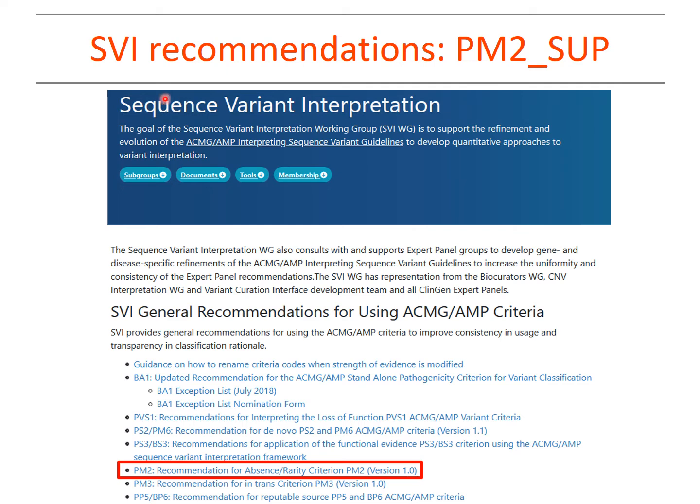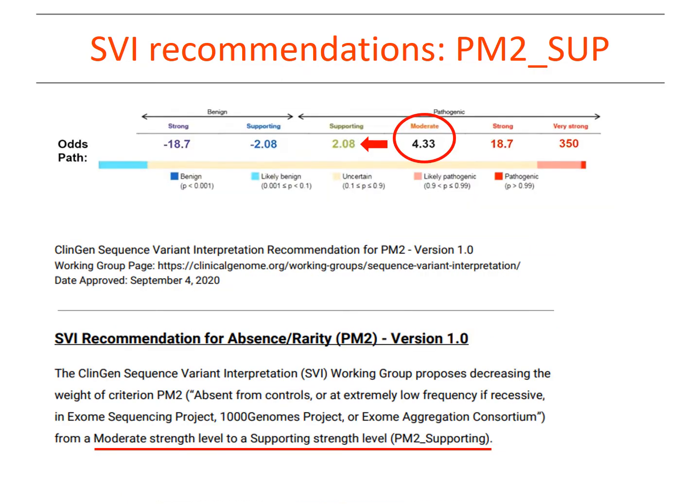Okay, let's start with the SVI recommendation for the criteria PM2 supporting, which is pathogenic moderate, type 2. And you can see here that there is a recommendation published from the SVI for how to use this criteria. So the SVI says that, as you might know, PM2 M is for moderate. And a moderate evidence strength, as you can see here, represents an odds of pathogenicity of 4.33. This means that 4 out of 5 variants meeting this code should be pathogenic.